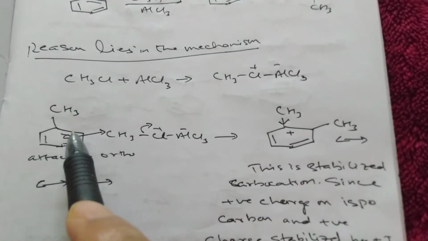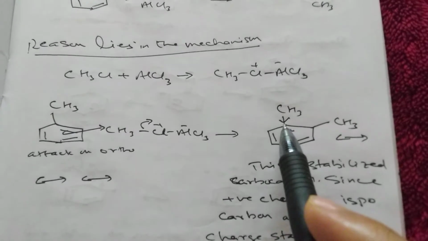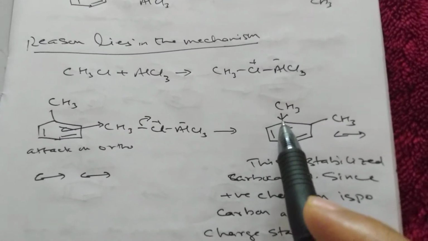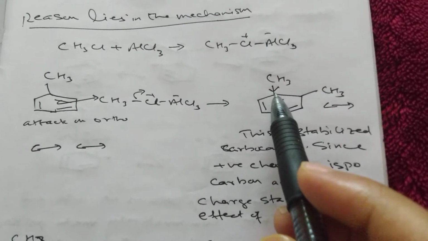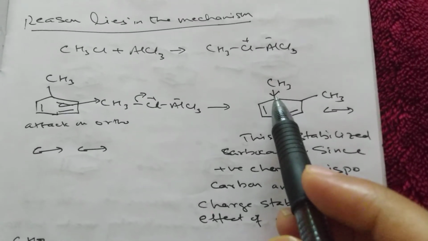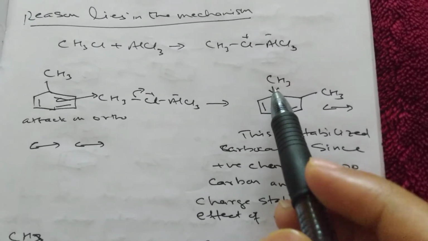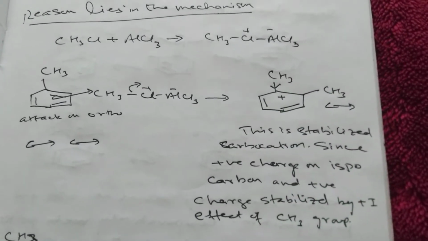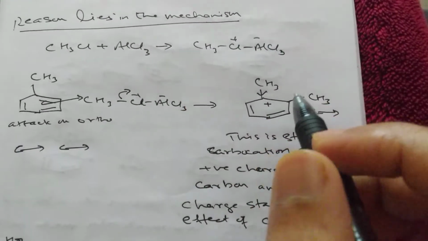Now imagine attack happens on ortho position. You are getting positive charge on this carbon of the benzene. This carbon of the benzene is called as ipso carbon. Okay. Now this carbon is directly attached to electron donating group. You could have shown same thing with the OCH3 anisole also. Okay, but that is what I showed is easier. But you can always show like this also, right?